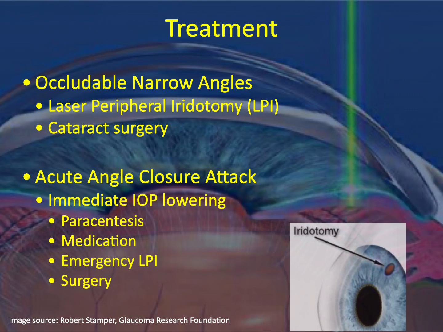If narrow angles are identified and potentially occludable, a low-risk laser peripheral iridotomy is typically recommended. This simple procedure uses a laser to create a microscopic hole in the peripheral iris, allowing aqueous humor to flow from behind the iris into the anterior chamber with minimal complications. Some people will benefit from undergoing routine cataract surgery, which usually results in a wider angle after surgery.